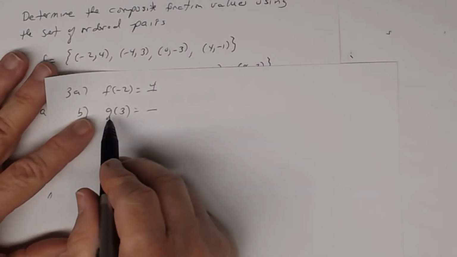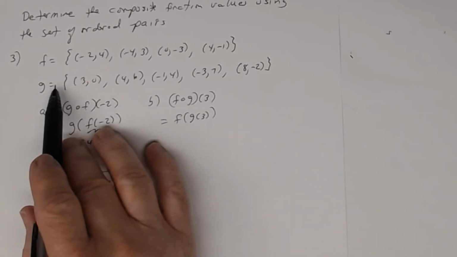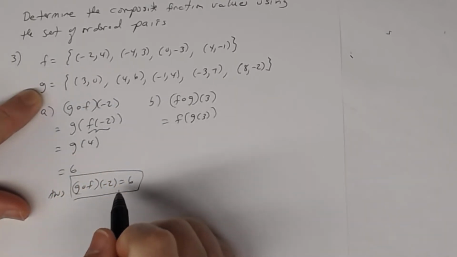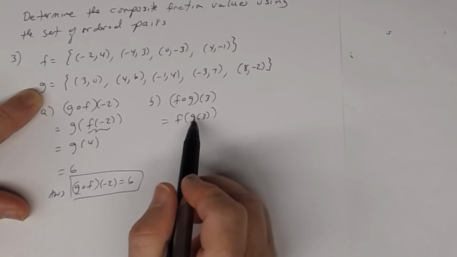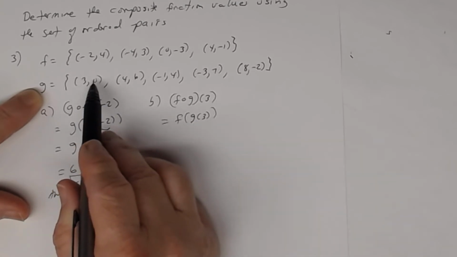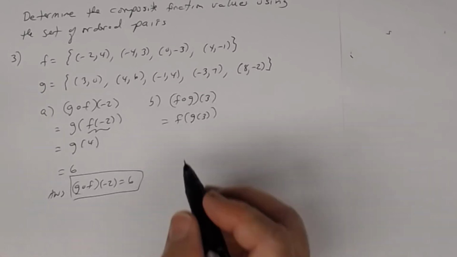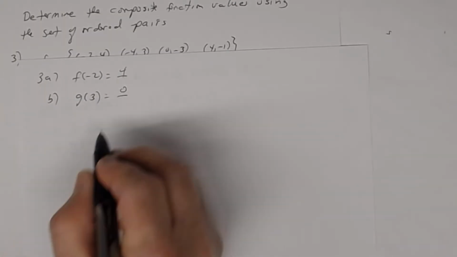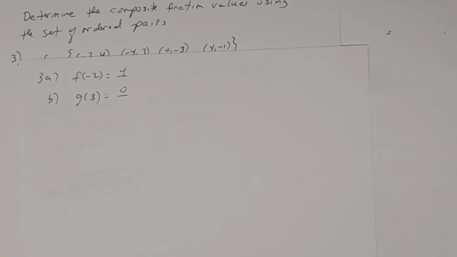So I must go to my function g, this function right here. When x is 3, g of 3 is 0. So my y value is 0. I just found my y value.